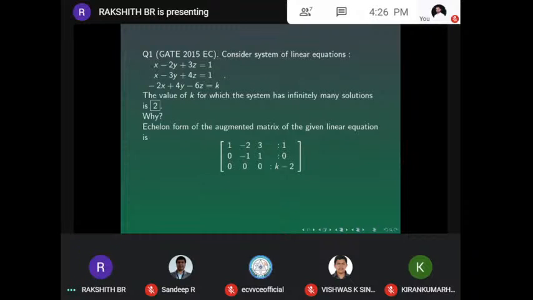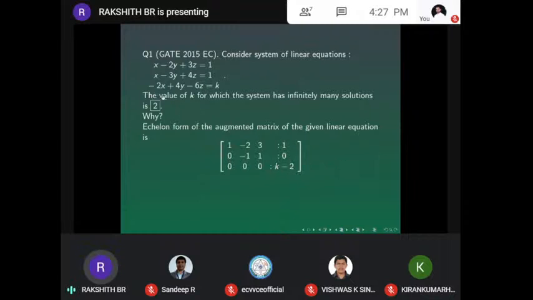elimination process. One thing you need to note is that the system has no solution if the echelon form of the augmented matrix has a row of the form 0, 0, 0, B with B not equal to 0. So keep this point in mind. The system has no solution if the echelon form of the augmented matrix has a row of the form 0, 0 and so on, all zeros, with the last entry B not equal to 0.